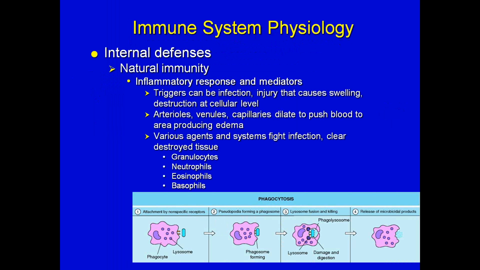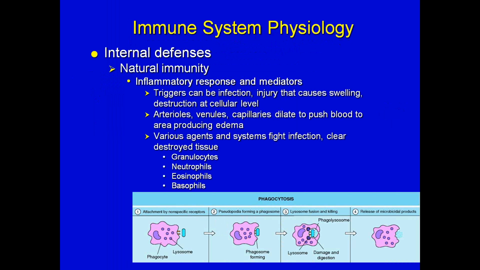As far as some internal defenses, you have what's called natural immunity. And natural immunity is an inflammatory response and the release of mediators. The triggers can be infection or injury that causes swelling or destruction at a cellular level. Arterioles, venules, and capillaries dilate to push blood to the area, producing the edema. And then various agents and different systems within your body fight off the infection. In addition to fighting off the infection, they have to clear and eliminate the destroyed tissue.